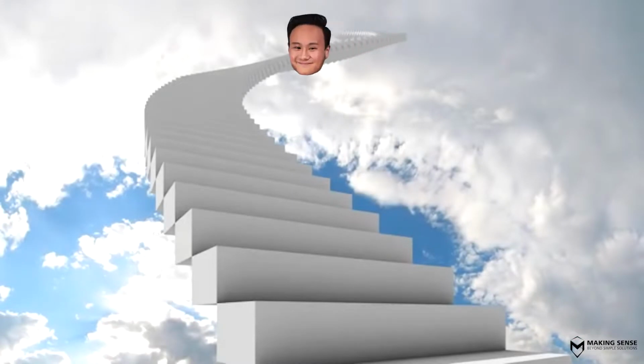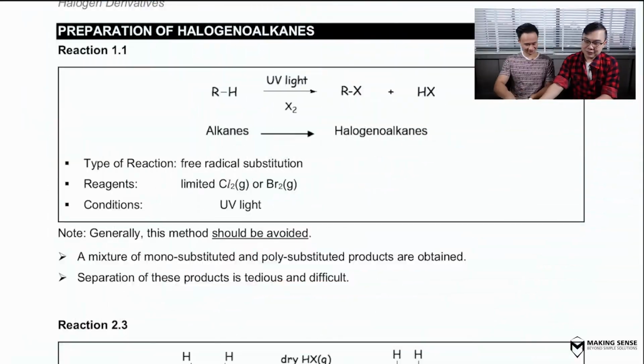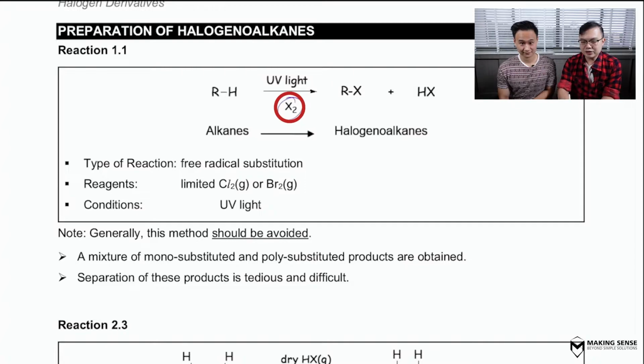Now, Mr. Leong, how exactly do we prepare halogenoalkanes? Do they just fall from the sky? Tim, that's very wishful thinking, but we prepare them in the lab. So shall we take a look at some of the reactions that we can use to prepare these halogenoalkanes? Let's go. The first is using an alkane to give me the halogenoalkane. We're going to introduce a chlorine into the system, and we're going to replace the H with the chlorine.